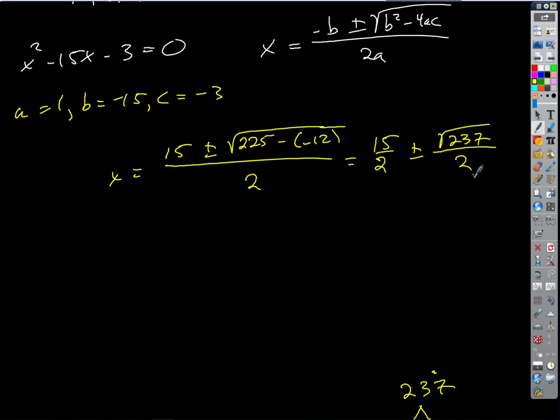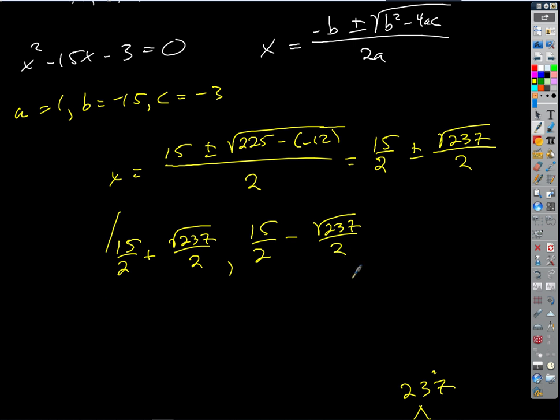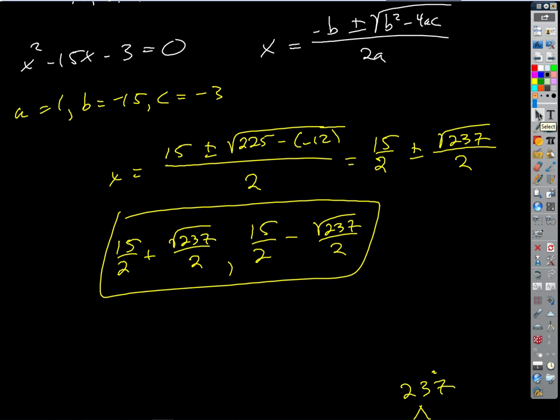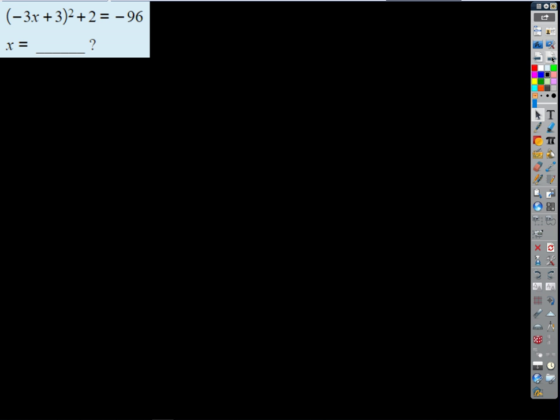That's it. Okay, so in Moodle, we would just put 15 halves plus the square root of 237 over 2, 15 halves minus the square root of 237 over 2. Okay? And those look ugly, but all you're doing is plugging it in the quadratic formula to get those. What about this one?